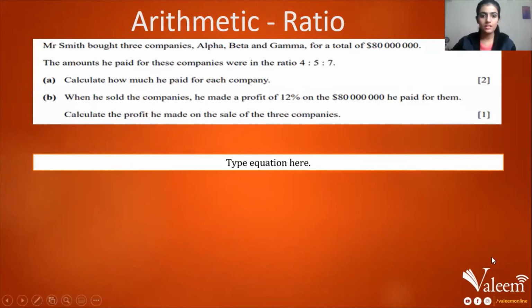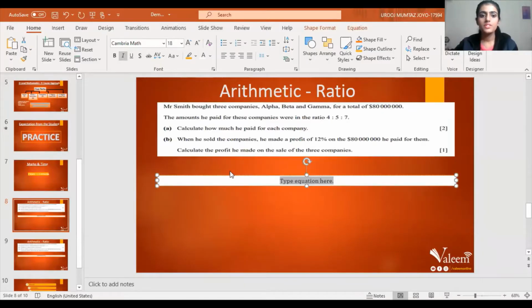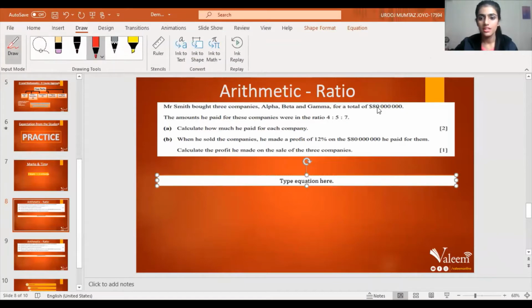So let's start. Mr. Smith bought 3 companies, Alpha, Beta, and Gamma, for a total of 80 million. First, let's highlight. The amounts he paid for these 3 companies were in the ratio. It's not given in the dollar form, but in the ratio form, 4:5:7. That's the separate ratio of each company, right? But what's the total ratio? 4 plus 5 plus 7, that makes it 16.